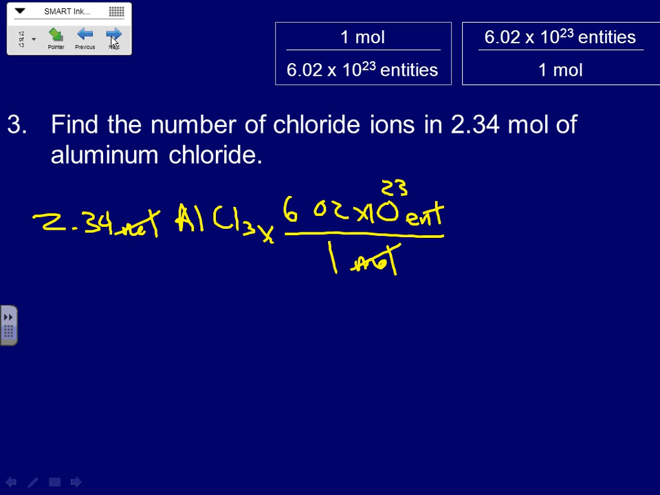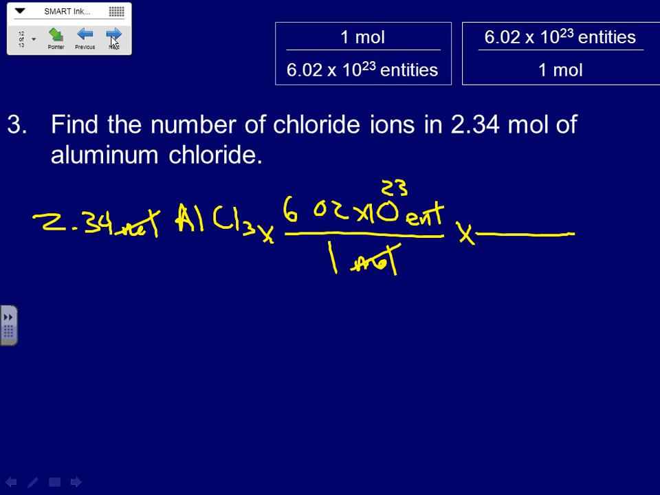What units are left if I do that calculation? Because I'm not done yet. Entities of aluminum chloride. But that's not what I want to find. I want to find how many chlorides there are. I need a new conversion factor. I can create conversion factors as long as what I put in them is a true statement. If I make up a conversion factor that isn't true, then I'm not going to get a correct answer. I need something that gets rid of this aluminum chloride and turns it into chloride ions.